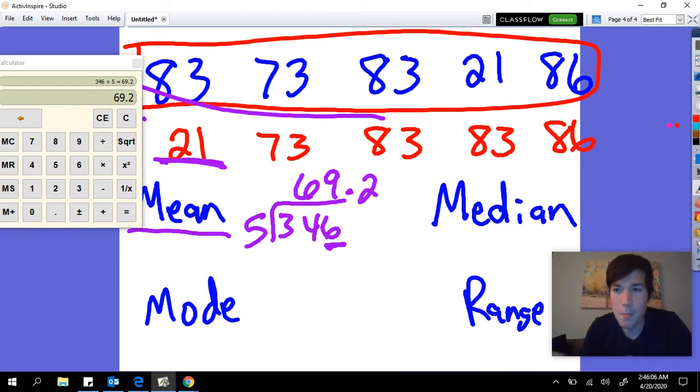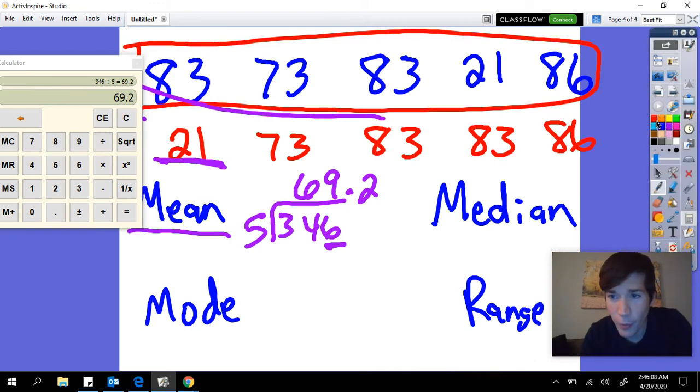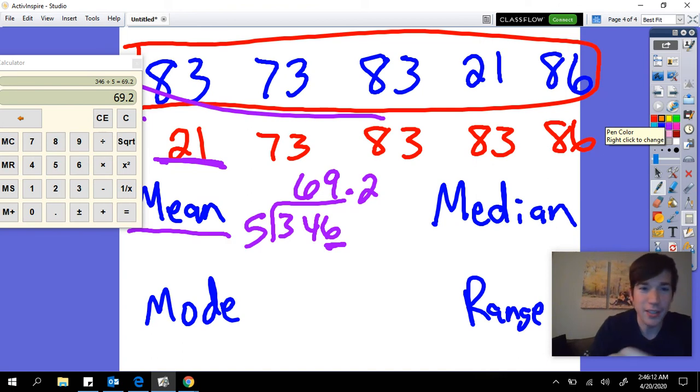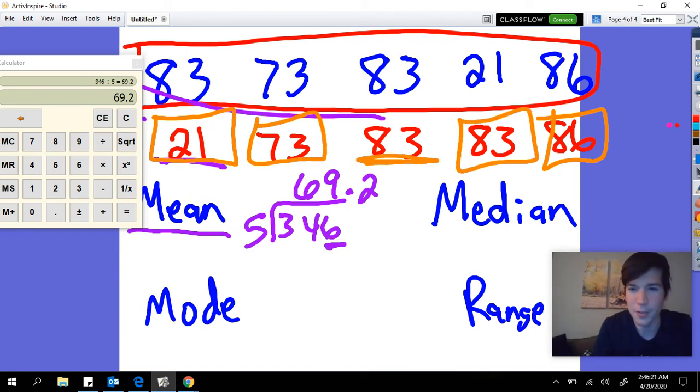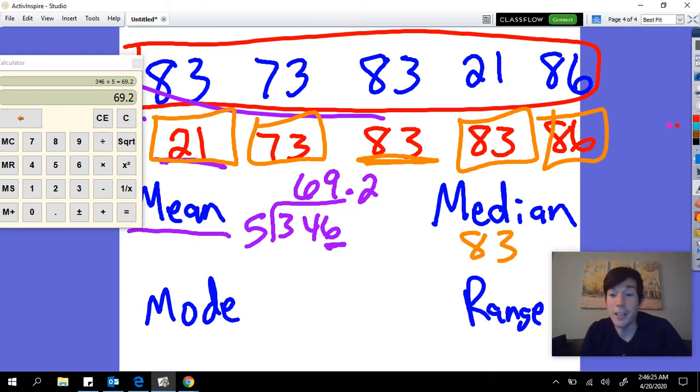All right, so for the median, remember we are looking for the number in the center. One thing I notice is it's not the smallest, it's not the biggest, not the next smallest, it's not the next biggest, which means this number must be our median. So 83 is our median. The mode is which number occurs the most, and in this case, 83 is the only number that occurs more than once, so that's the mode.